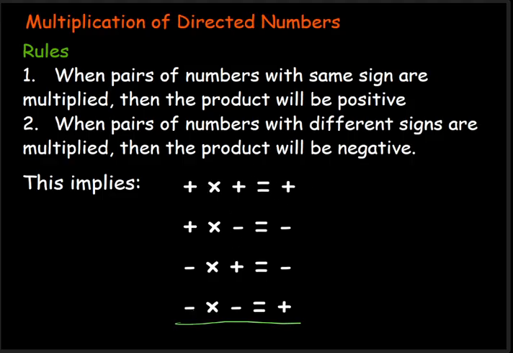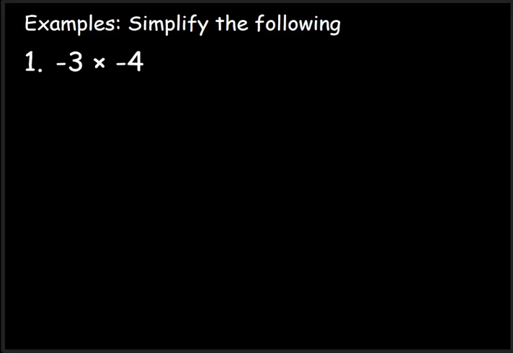And when different signs multiply, plus times minus will give us minus, and minus times plus will give us minus. Okay, let's look at examples. So this is actually a simple case. You just need to follow the rules carefully.